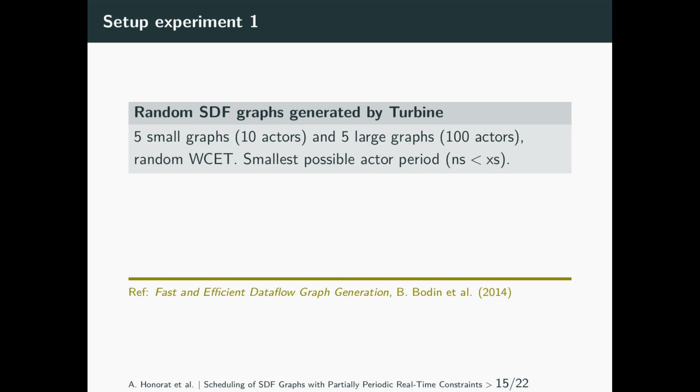The smallest possible period is obtained manually and iteratively. It is the smallest period such that the minimum start time of any firing is still lower than its maximum start time. Otherwise, the graph would not be schedulable. The periodic actors are selected in the middle of the graph with a high number of firings so that we expect a strongly constrained system.